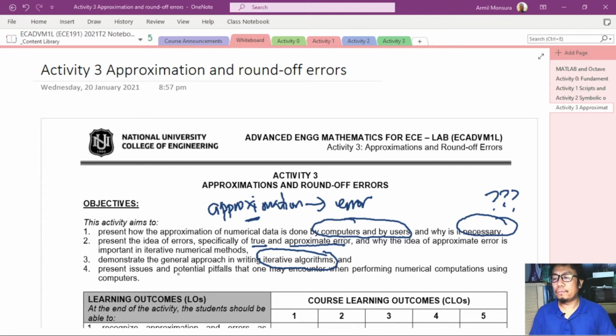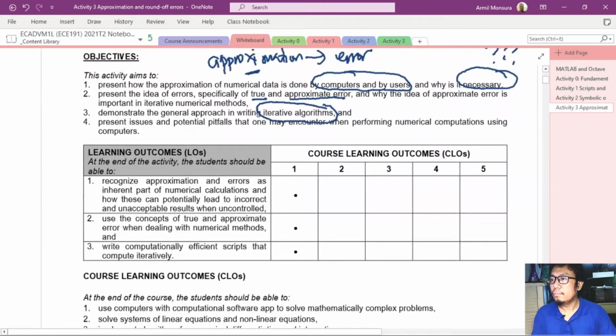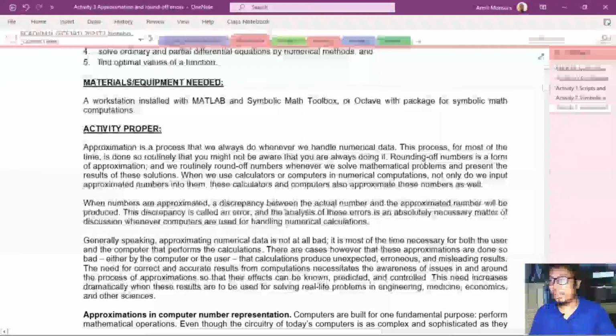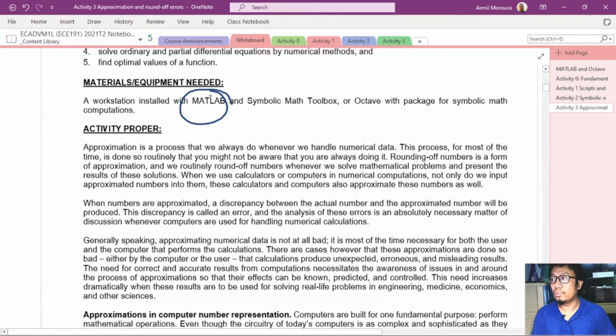Then number 4, present issues and potential pitfalls that one may encounter when performing numerical computations using computers. So these are the objectives of the activity. Either you use MATLAB here or you use Octave. Whether you use the desktop version or the online version, I think everything here would actually work. So now let's try to do some discussions.